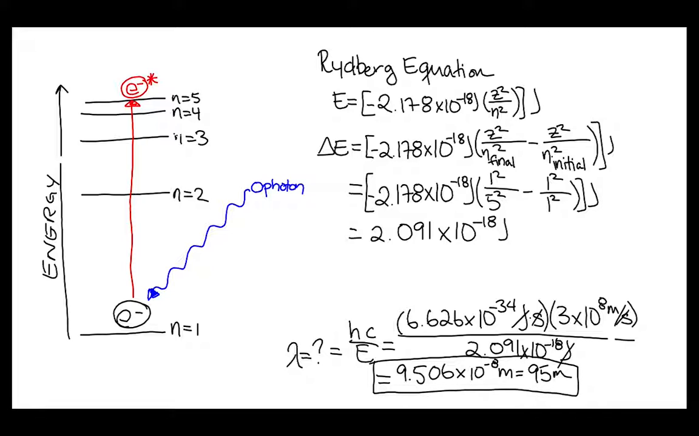So to recap, what we did in this video is we calculated the necessary energy of a photon to do an excitation from a lower energy state to a higher energy state, and then calculated what that necessary wavelength is of that photon.